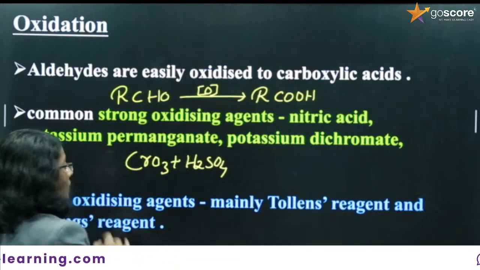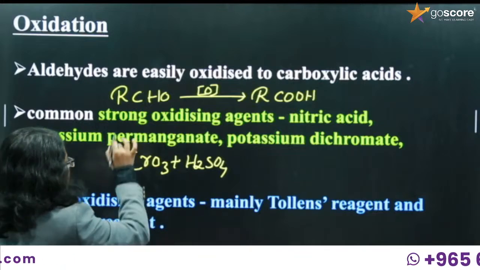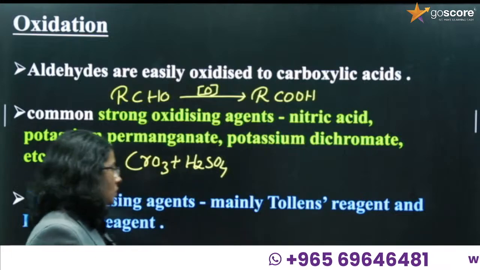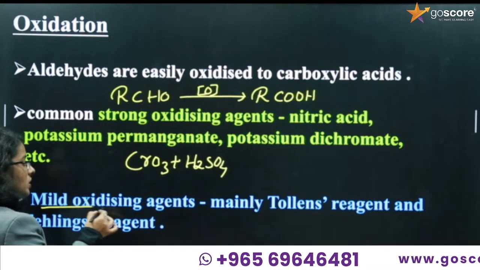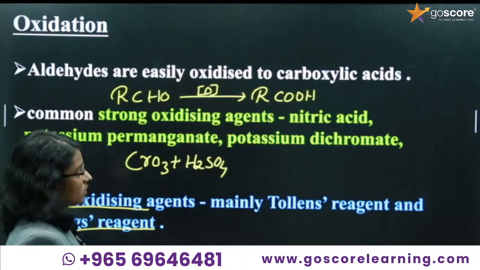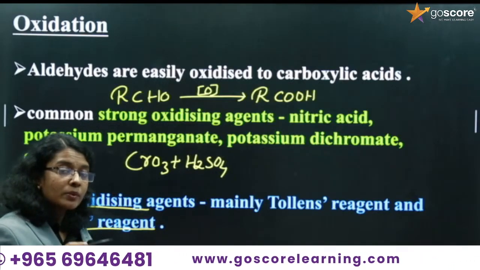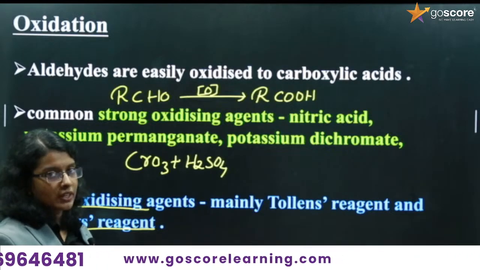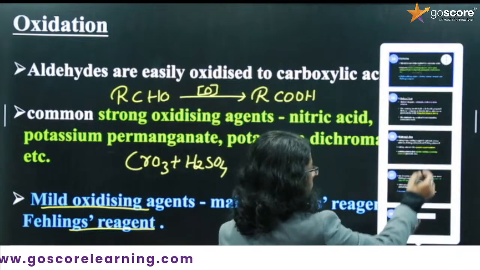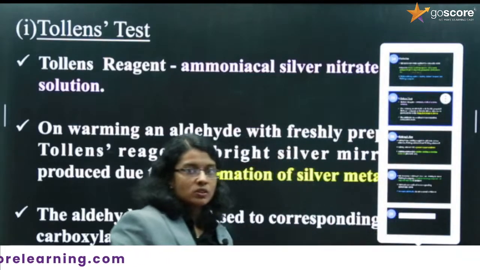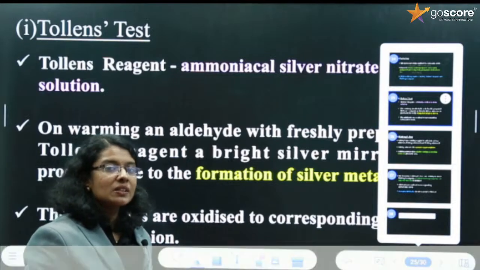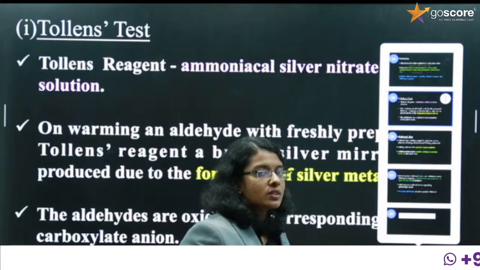Then the mild oxidizing agents. You have to learn which are the strong oxidizing agents and which are the mild oxidizing agents. Here the mild oxidizing agents are Tollens' reagent and Fehling's reagent. So aldehyde can be oxidized to carboxylic acid. Okay, then what is Tollens' reagent? Ammoniacal silver nitrate solution is Tollens' reagent.